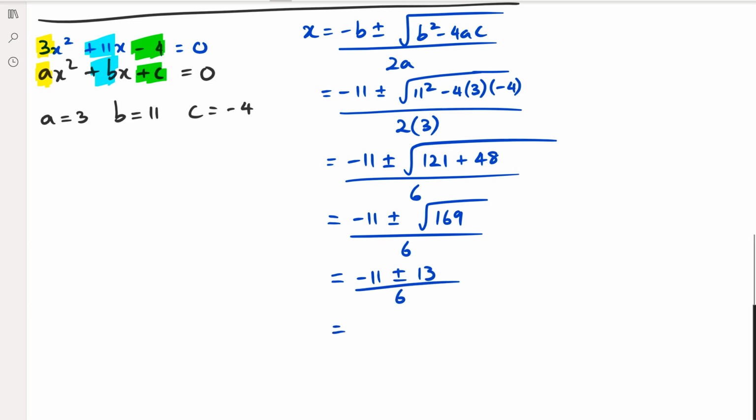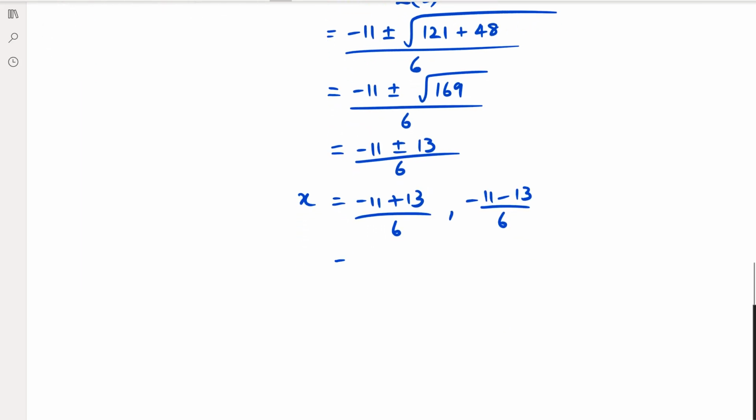So what we have is we've got two answers for x now. We've got negative 11 plus 13 over 6, or negative 11 minus 13 over 6. And when we do this, we've got 2 over 6 as one answer, or negative 24 over 6. So 2 over 6 stays as it is, or, well, you can simplify it to 1 over 3. And negative 24 over 6 could be done as negative 4. So those are my two answers, 1/3 and negative 4.